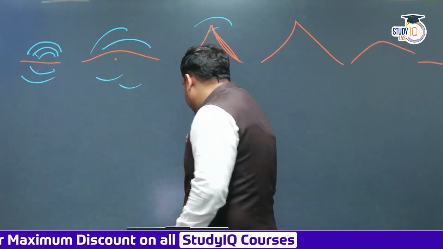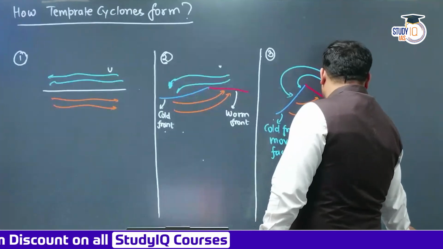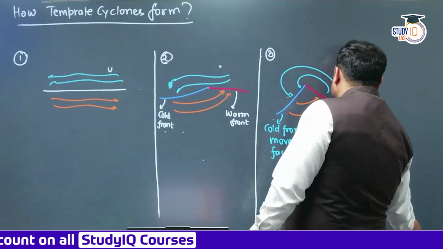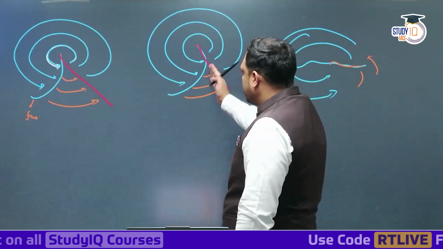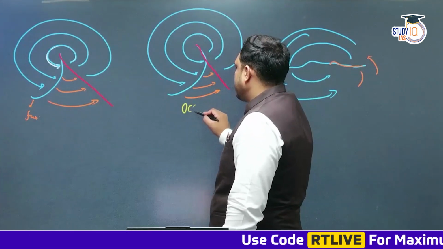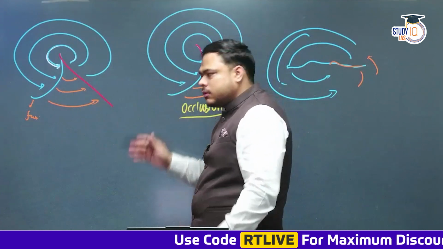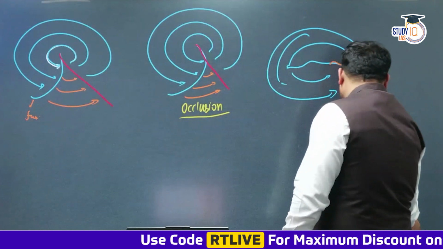Now, this step I forgot to mention, my dear friends, where this cold front starts to overtake the warm front. This is known as occlusion. You know occlusion is what? This is the occlusion. Fine.